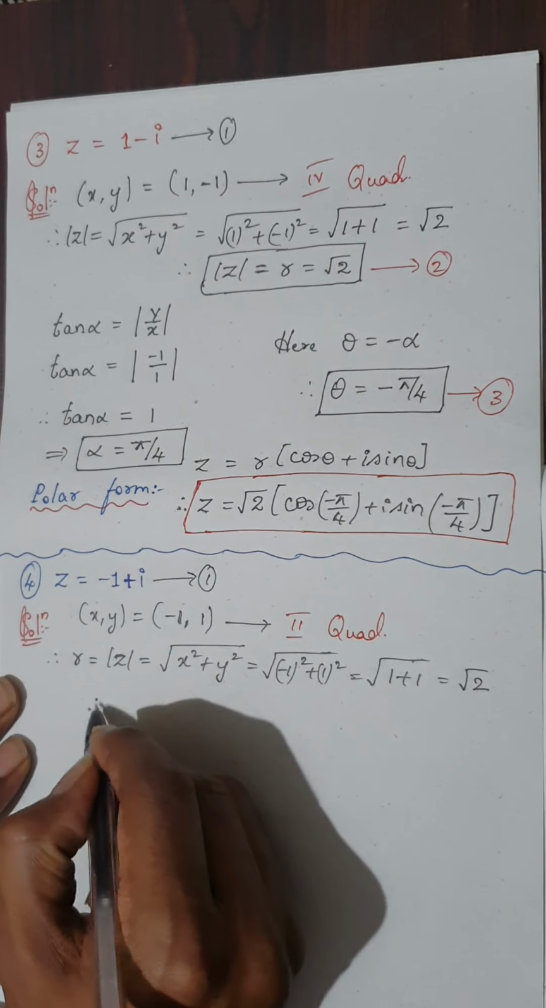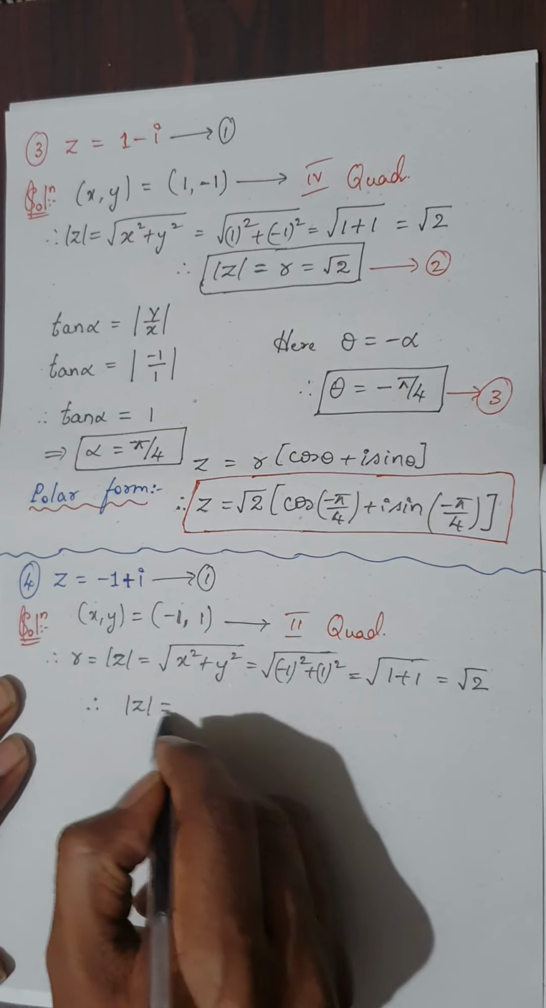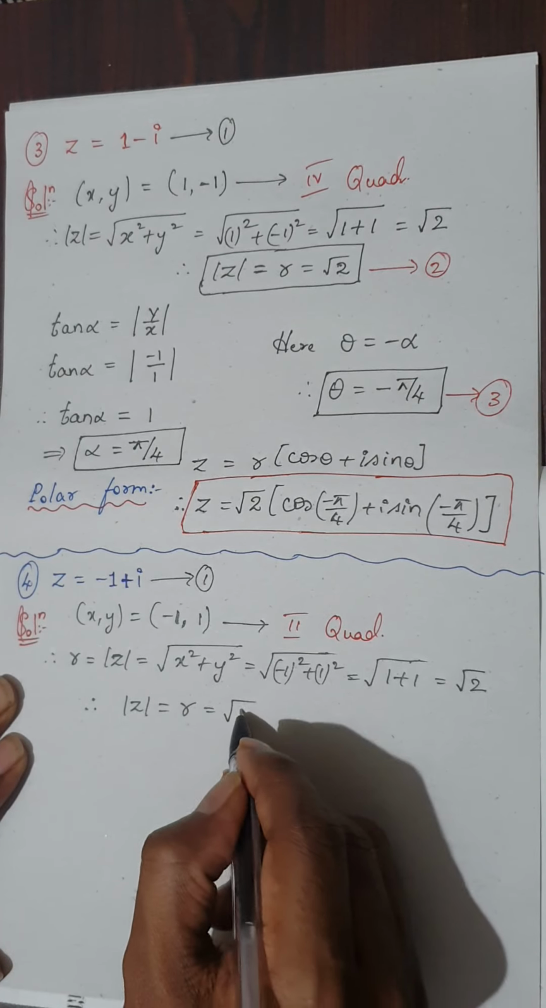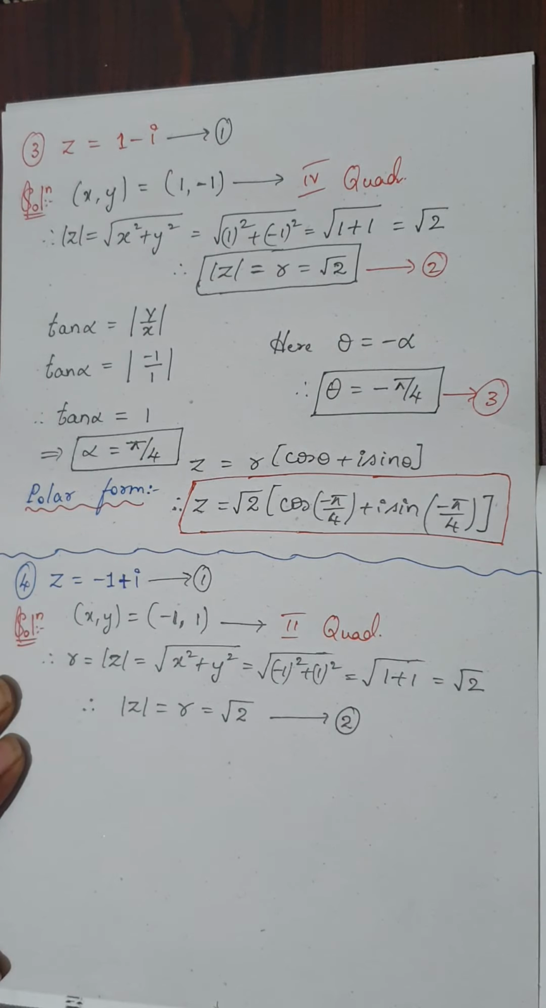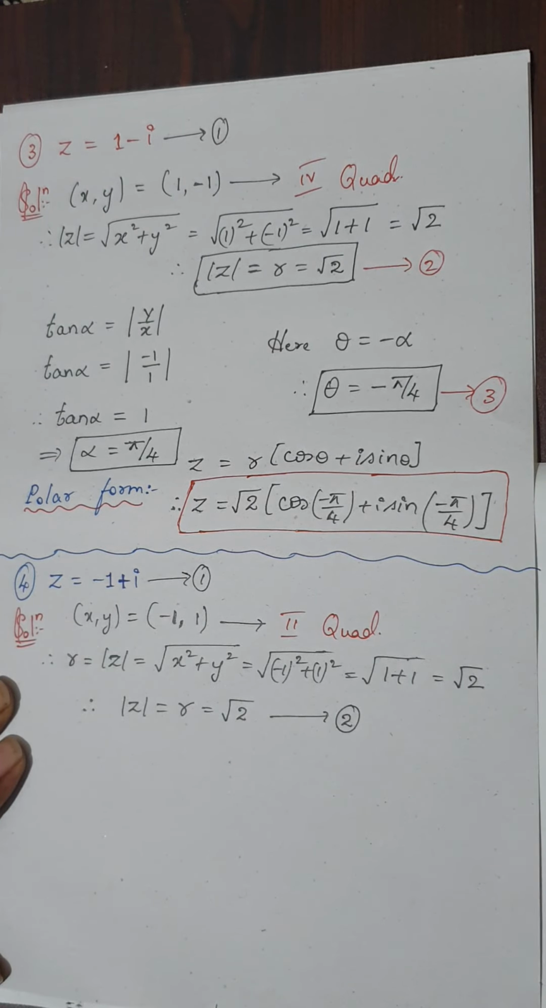Therefore, mod z value is equal to r. That value is root 2. I can take this as equation 2. Let me frame it for your clarity.